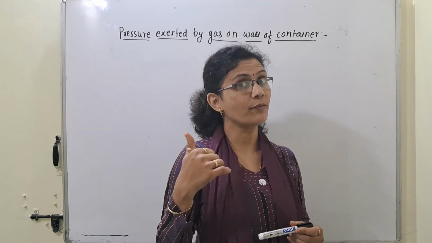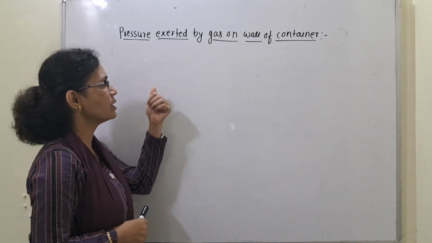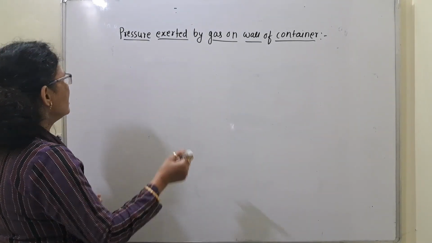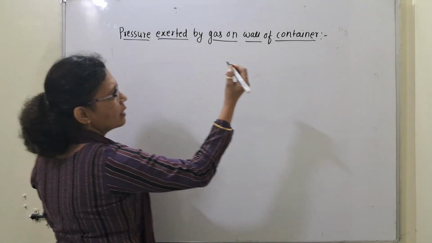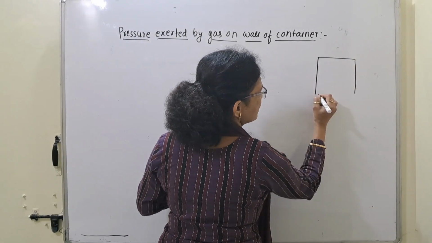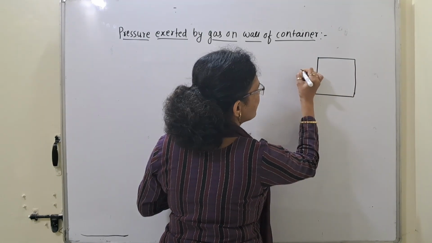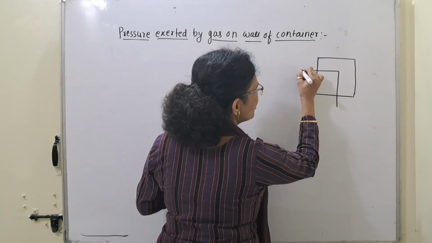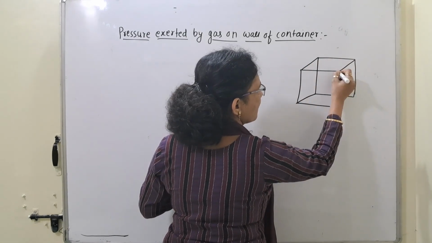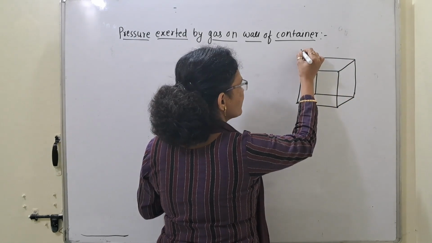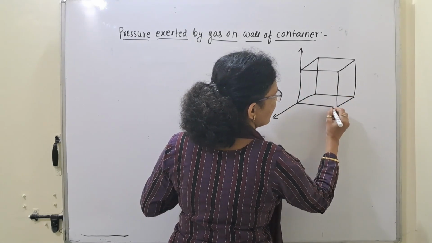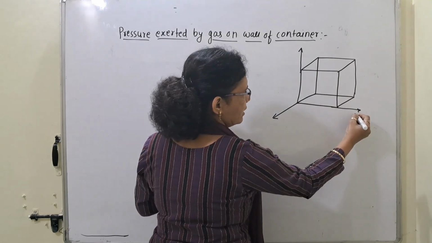Okay, so let's start our first derivation, that is pressure exerted by gas on the wall of the container. In this we have to consider, I will draw a figure for this. Here we will consider one container which is cube shaped, a cubical container, like this. This is x-axis, this is y-axis, and this is z-axis.